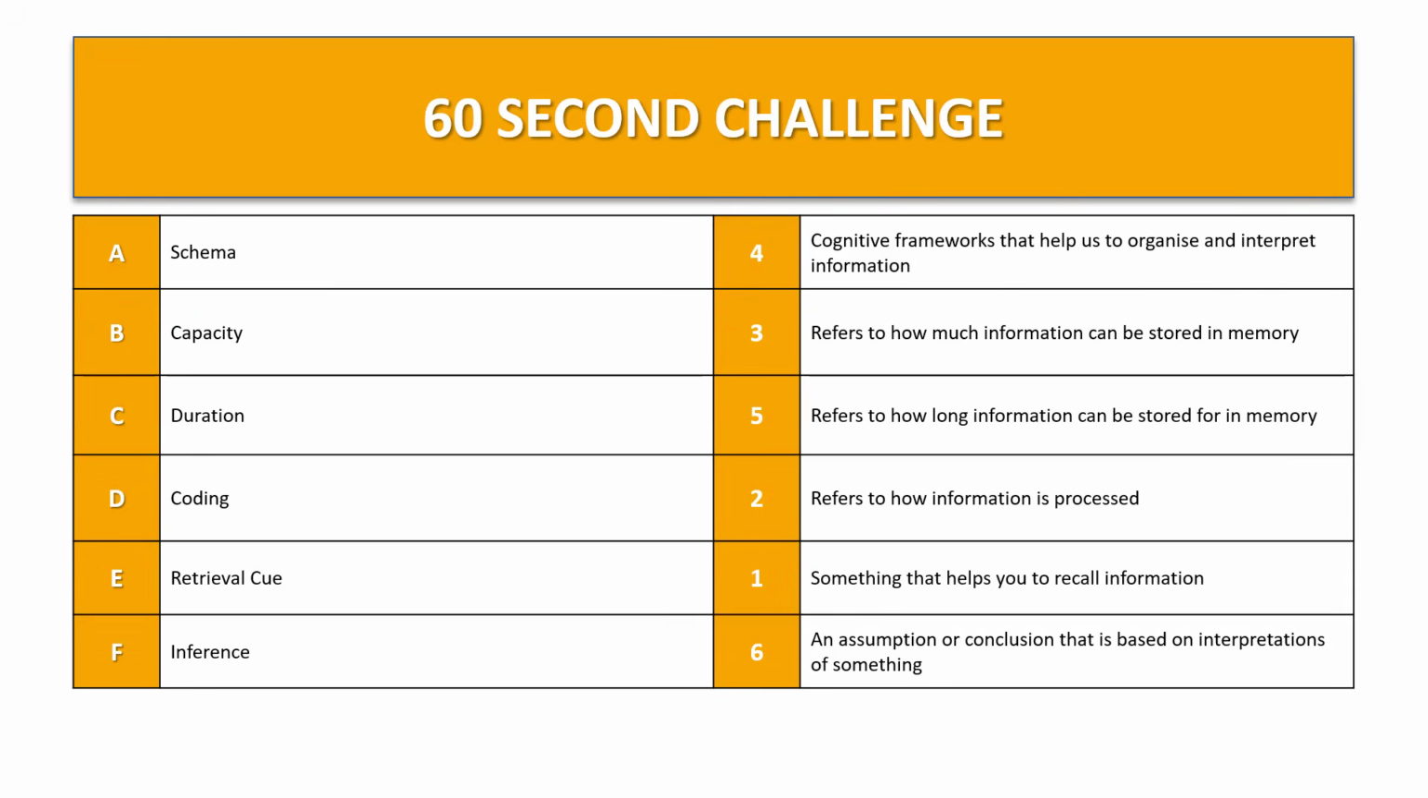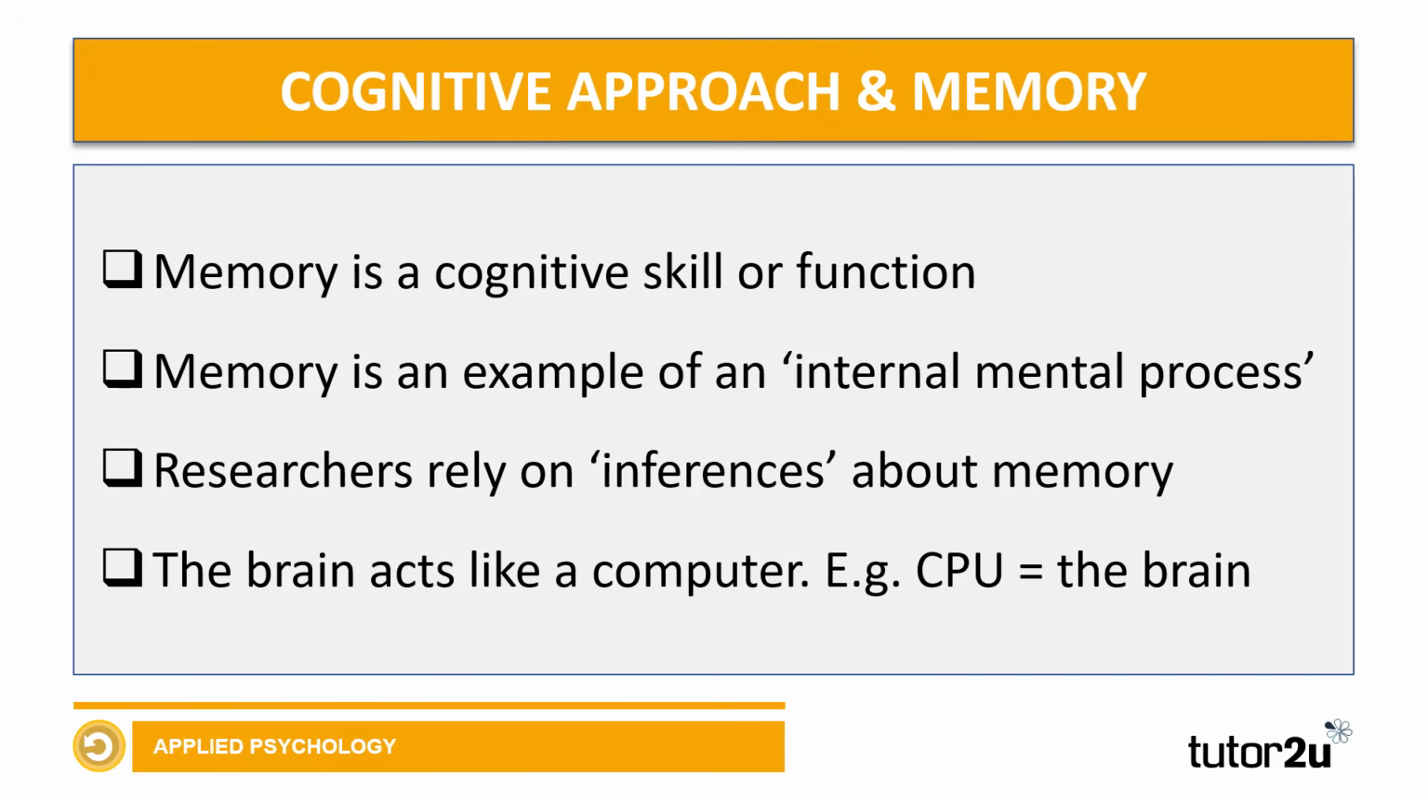And inference, again, another term you'll use quite a bit for the cognitive model, is an assumption or a conclusion, and you do have to use either one of those words when you describe what an inference is, based on interpretations of something. So we see that come up quite a bit when we talk about how unreliable or how invalid research from the cognitive approach might be. Well done. If you've got at least some of them correct, that's a good start.